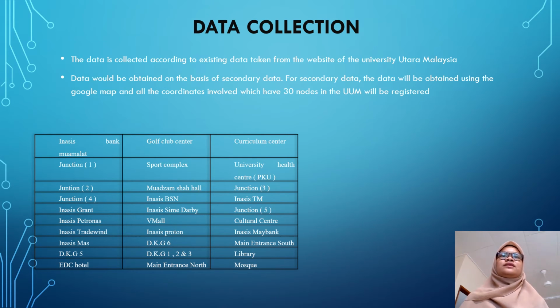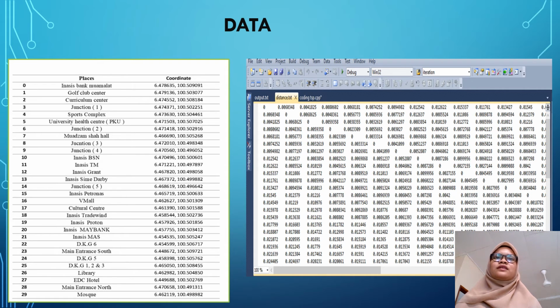The data is collected according to existing data taken from the website of Universiti Utara Malaysia. The data will be obtained on the basis of secondary data. For the secondary data, the data will be obtained using Google Maps, and all the locations involved, which have 30 nodes in UUM, will be registered. This is an example of the coordinates I will get from Google Maps.